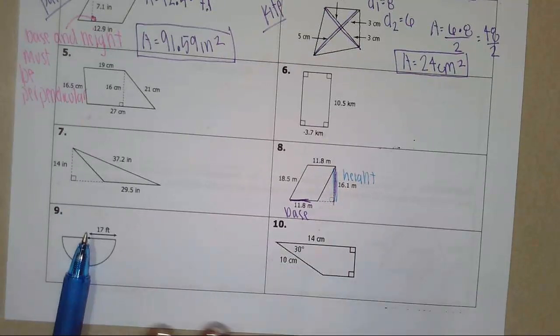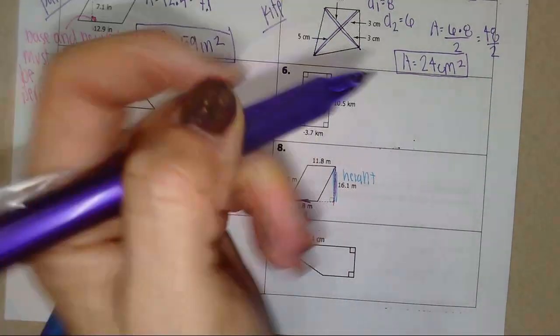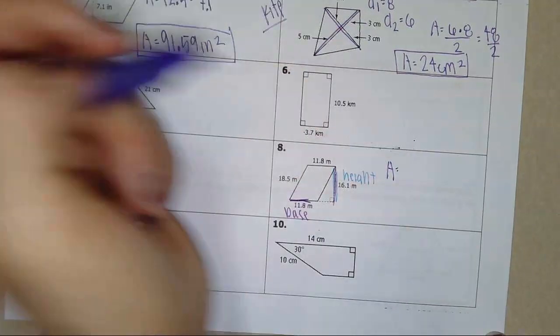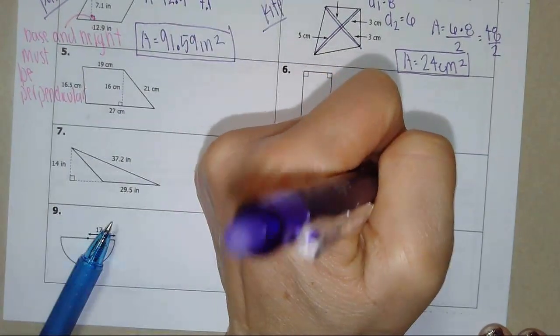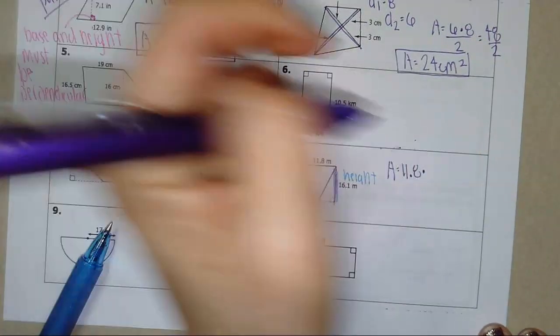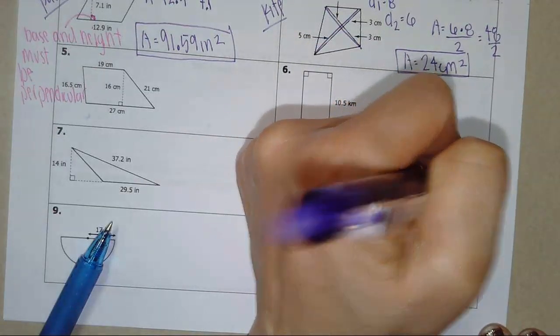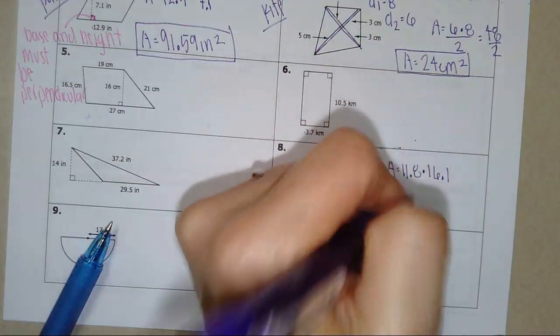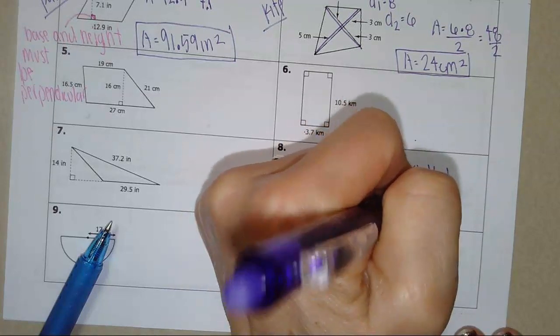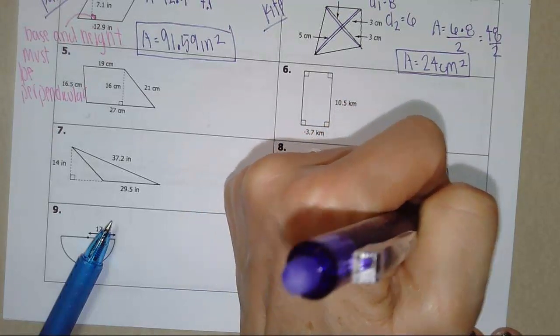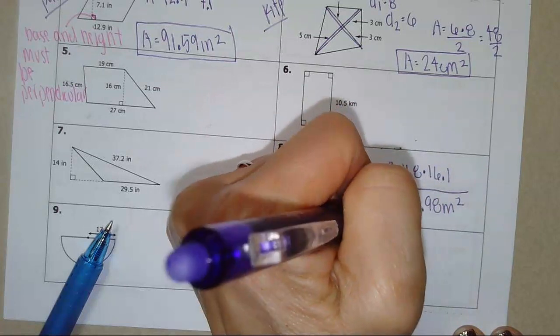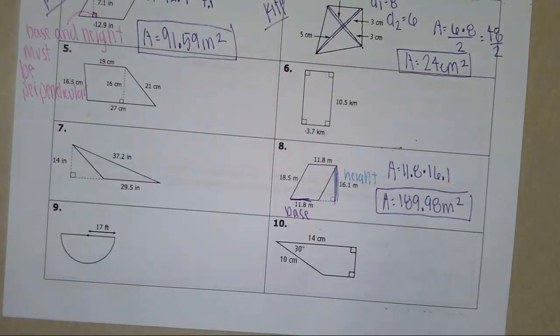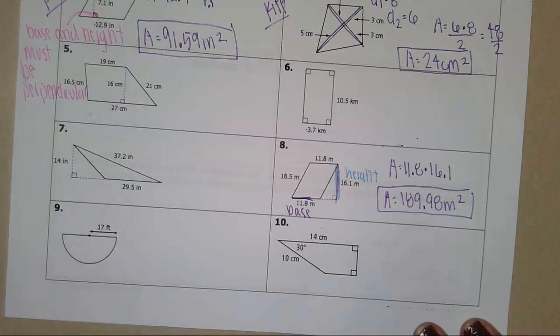So I'm going to multiply the two. I am going to do A equals 11.8 times 16.1. And I will get my area is equal to 189.98 meters squared.